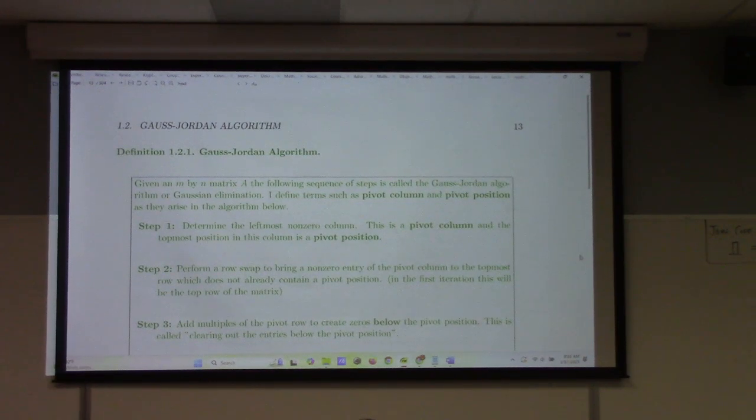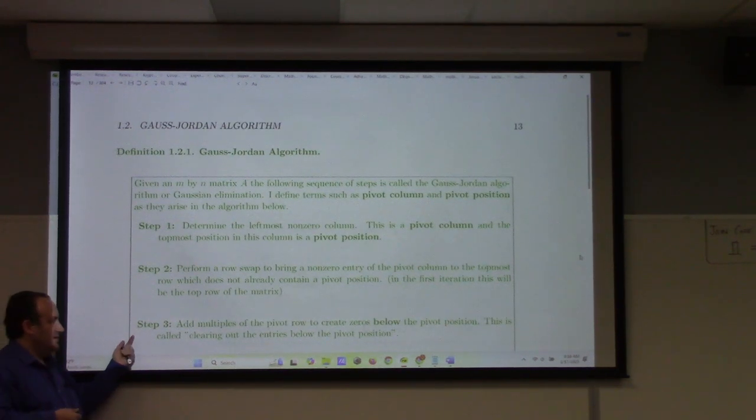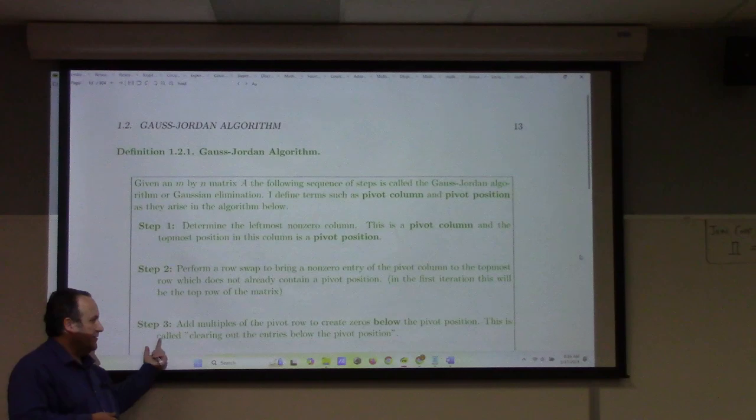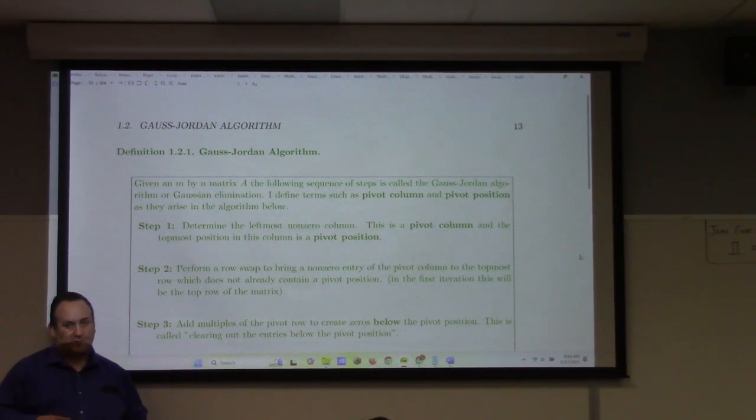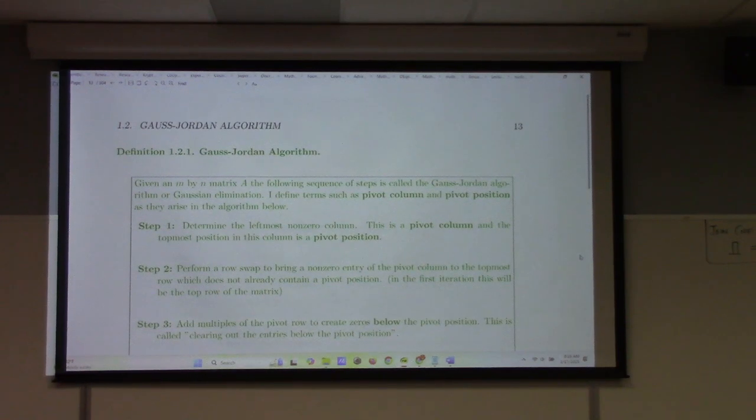So first of all, you determine the leftmost non-zero column. That's the pivot column. And the topmost position in that column is the pivot position. If the topmost non-zero column is not in the top row, you do a row swap to put it into the top row. All right. Then step 3 is you add multiples of the pivot row to create zeros below the pivot position. This is called clearing the zeros out below the pivot position.